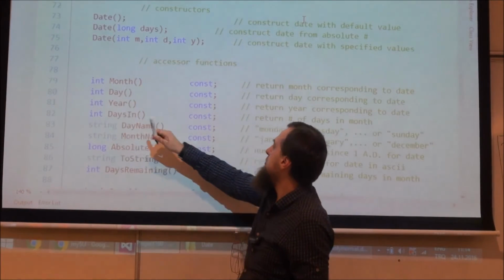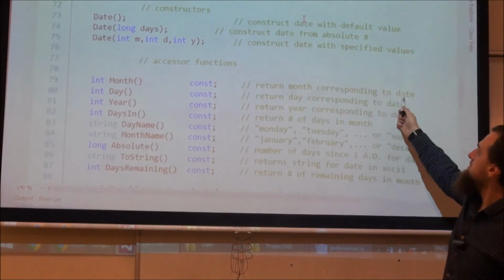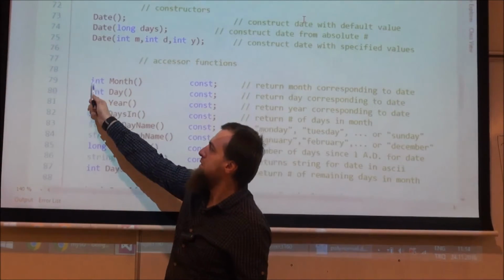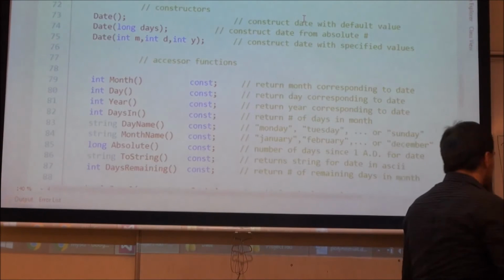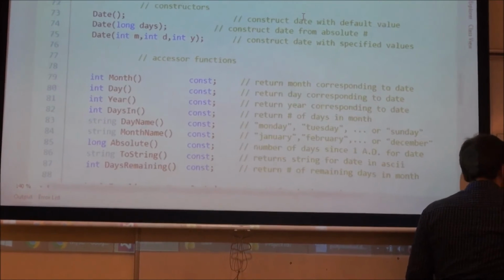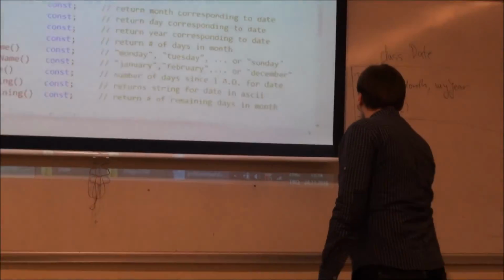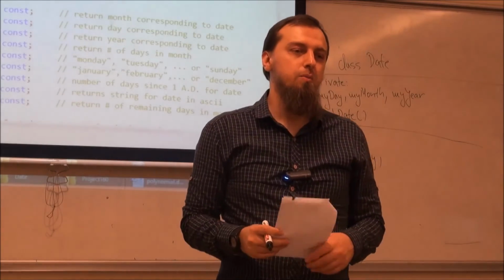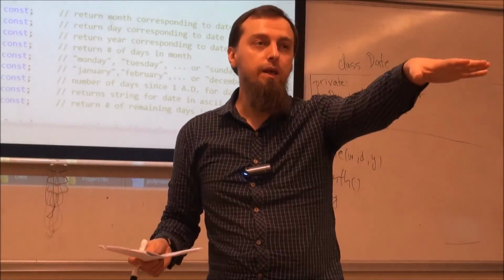We have a function called month. It returns the month, meaning it returns it as an integer. Okay, 3, 5, 12, or whatever. So month. Then we have day.